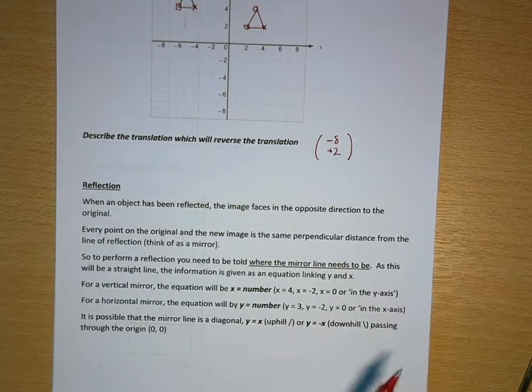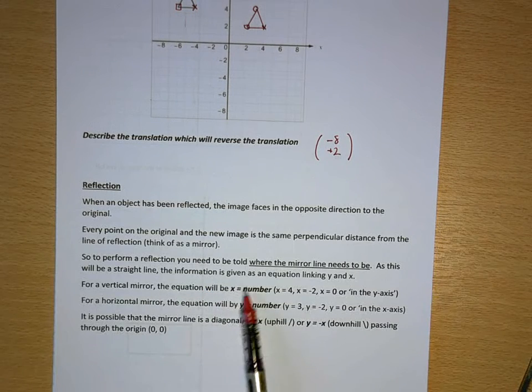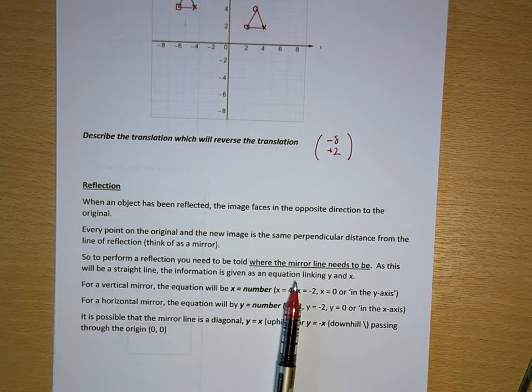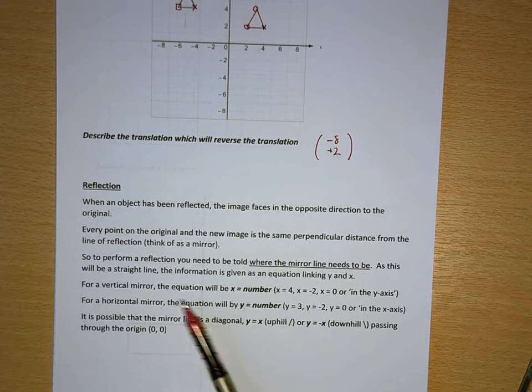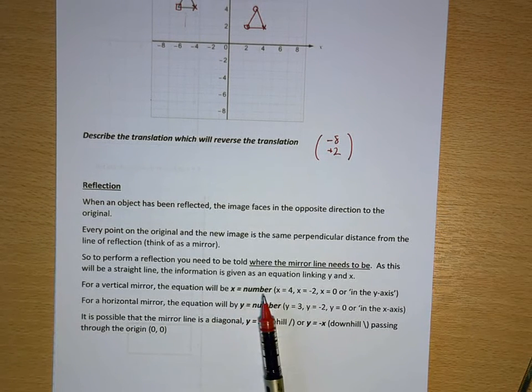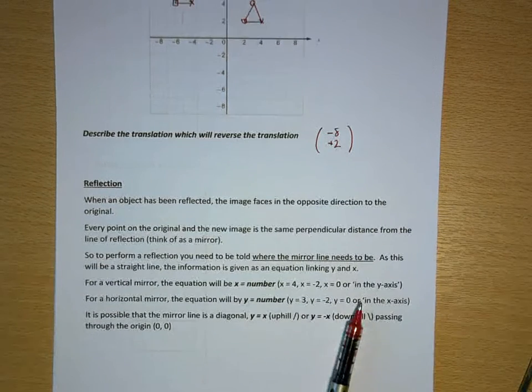So in order to be able to reflect, you need to have some specific information. You need to be told where the mirror line needs to be. It'll be a straight line, and the information is usually given to you as an equation linking x coordinates and y coordinates. If it's a vertical mirror, the line will be x equals the number. So it'll be x equals 4, x equals -2, x equals 0, or the y-axis.